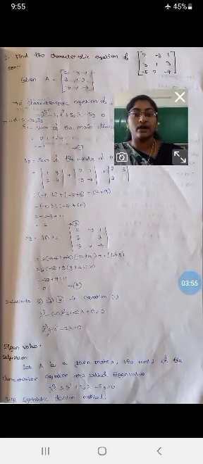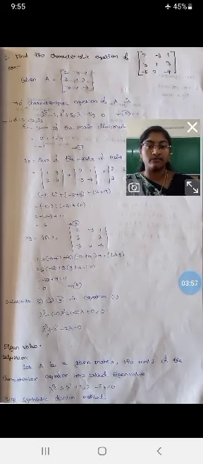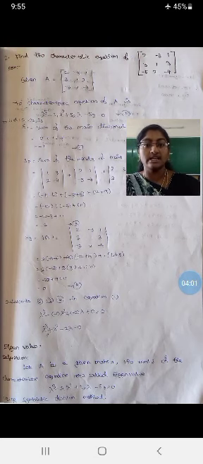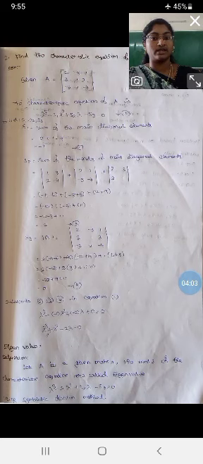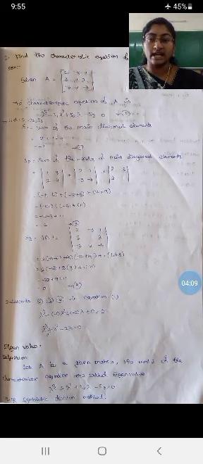Here, find the characteristic equation of the given matrix. Write the given matrix as it is in your solution. So the characteristic equation of A is, this is the formula for a 3 by 3 matrix: lambda cube minus S1 lambda square plus S2 lambda minus S3 equal to 0. Mark this as first equation. In this we have to find the values of S1, S2 and S3.